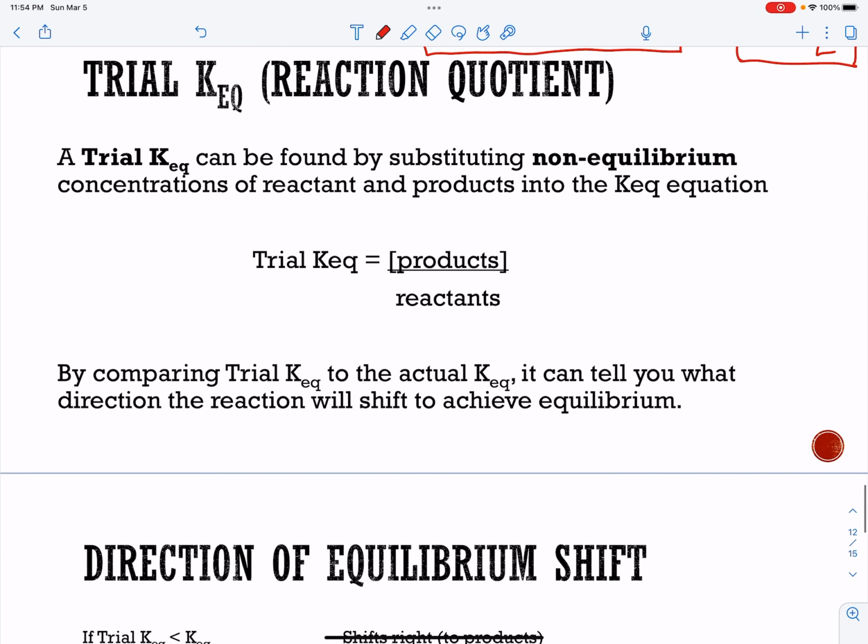Okay, moving on to the last little bit of this lesson, looking at trial KEQs. Sometimes we're going to be looking to try and predict which way equilibrium will shift if we start with a certain concentration, seeing whether the reaction is going to shift left or right to achieve equilibrium. We can try that by plugging in initial concentrations. That's concentrations where we're not at equilibrium. We can plug those into the KEQ equation and then compare the trial KEQ value to the actual KEQ value.